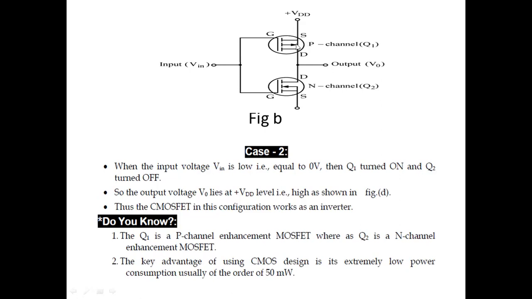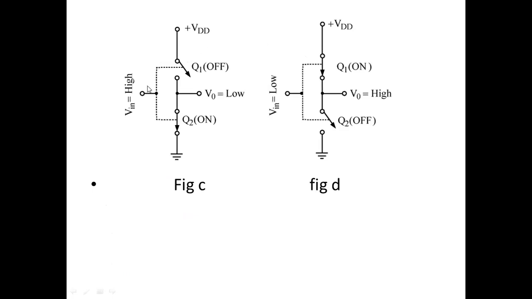That you see in this circuit. When the input is high, the plus VDD is connected to this Q1 MOSFET, and Q1 is in the off state, and you will get a low output. Okay, if the input is low, then Q2 is off, and the plus VDD connected to Q1 is on, and you will get a high output. In this way, if you give high input, you will get low output. If you give low input, you will get high output.